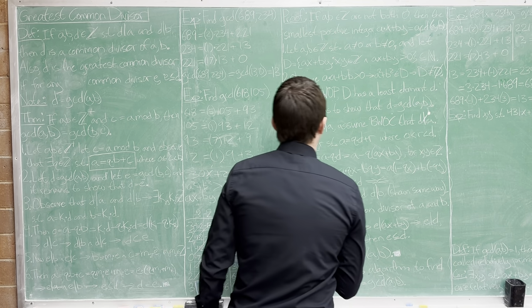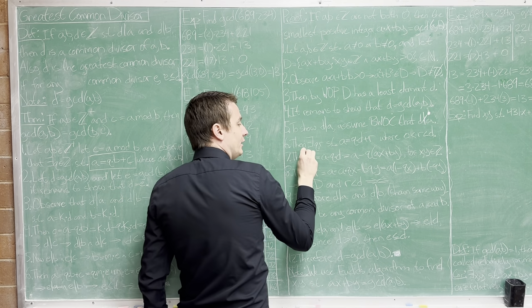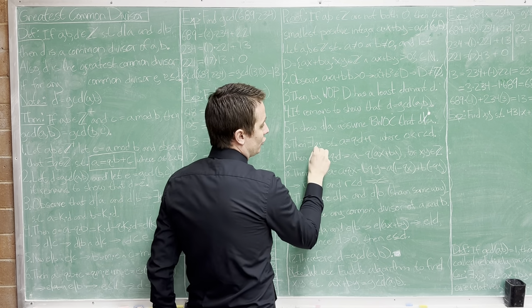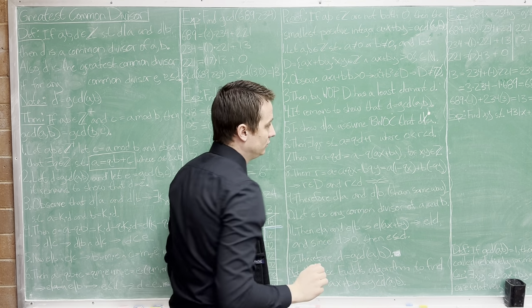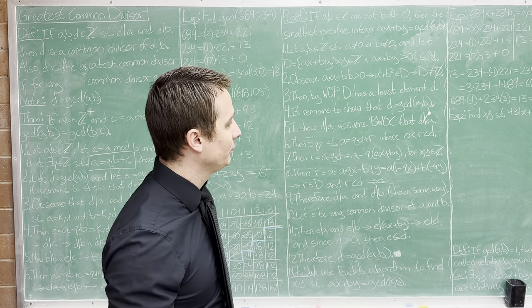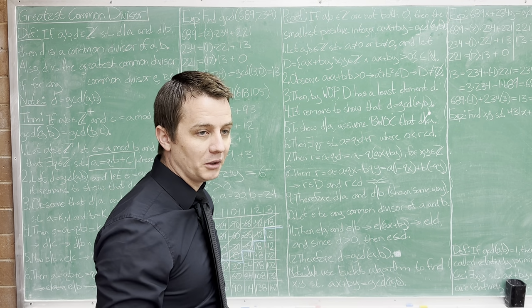So assume that d does not divide A. Well, we know then that there exist unique integers q and r such that A is equal to q times d plus r. I can take A and divide it by d. d is a positive number, so we're good.